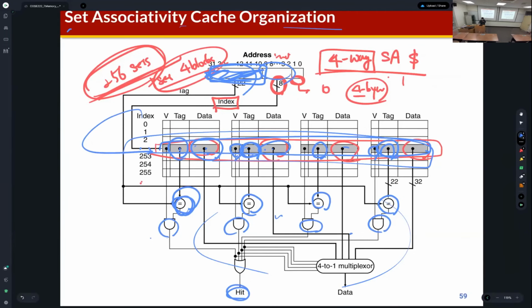In today's class, I explained the performance of a cache. I also explained the set associative cache.